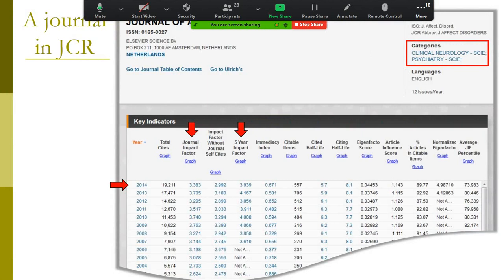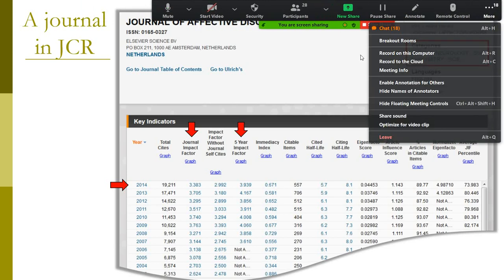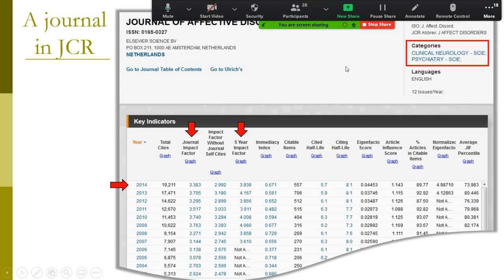an interface like this. On the top you will find the journal's name, then the ISSN of that journal, then the publisher's name and the country name. On the right side you will find the abbreviation of the journal, the subject category in which this journal is indexed, the language of the journal, and how many issues there are per year. At the bottom of the page you will find the indicators of that journal.